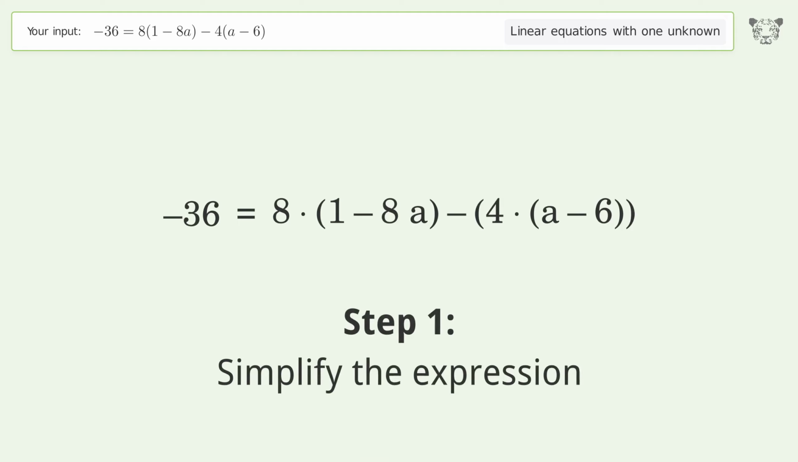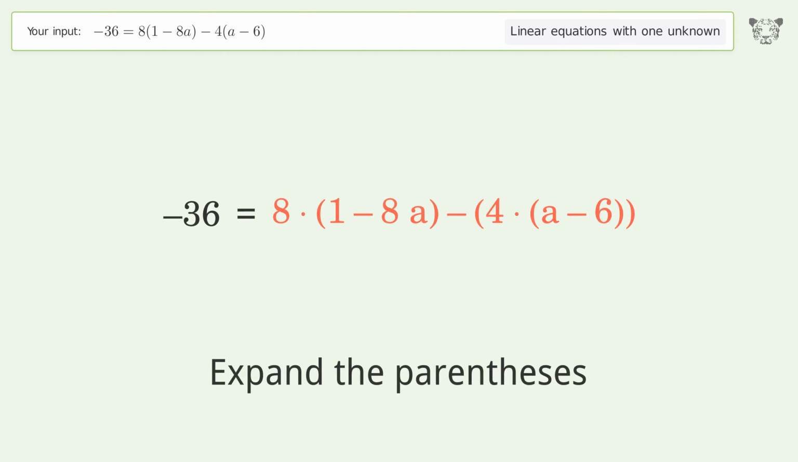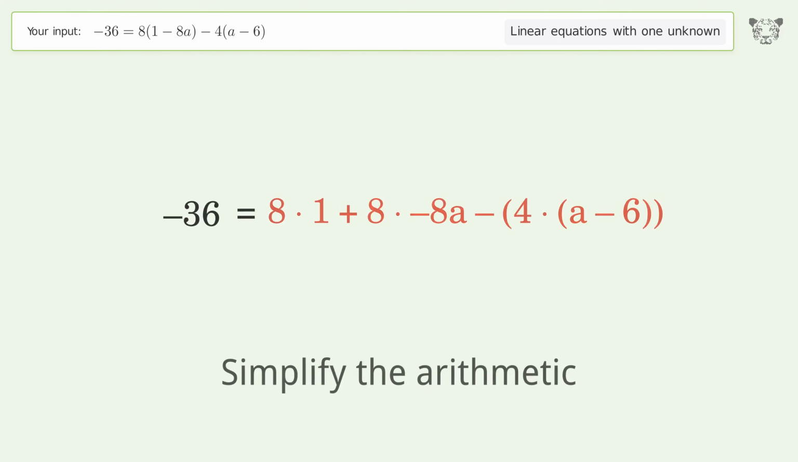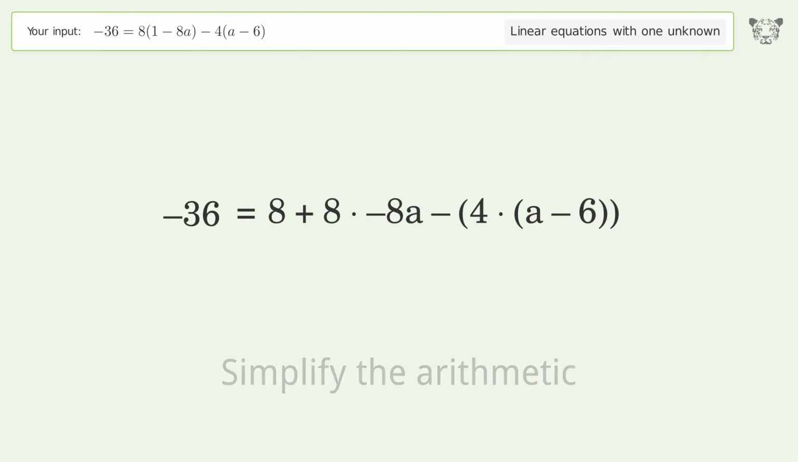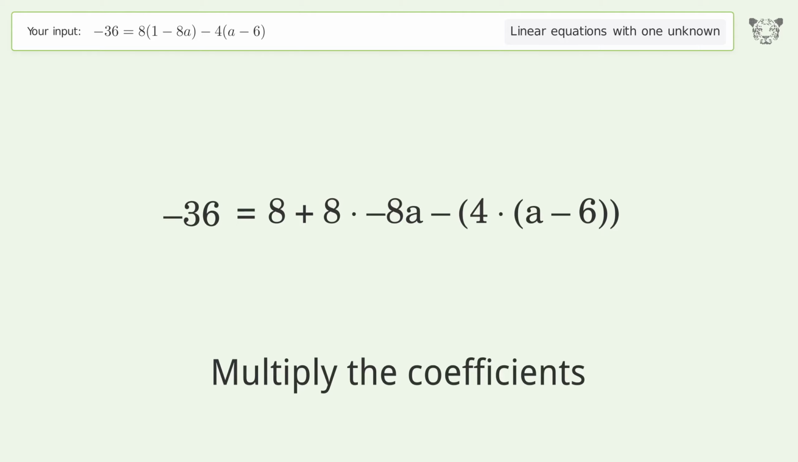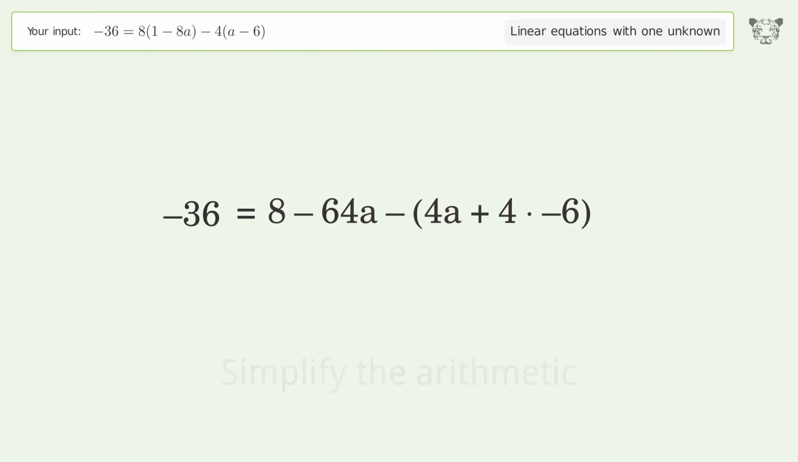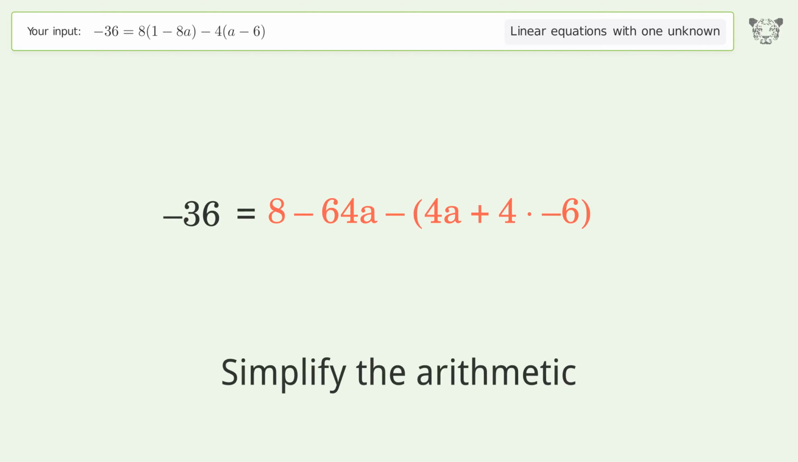Simplify the expression. Expand the parentheses. Simplify the arithmetic. Multiply the coefficients. Expand the parentheses. Simplify the arithmetic.